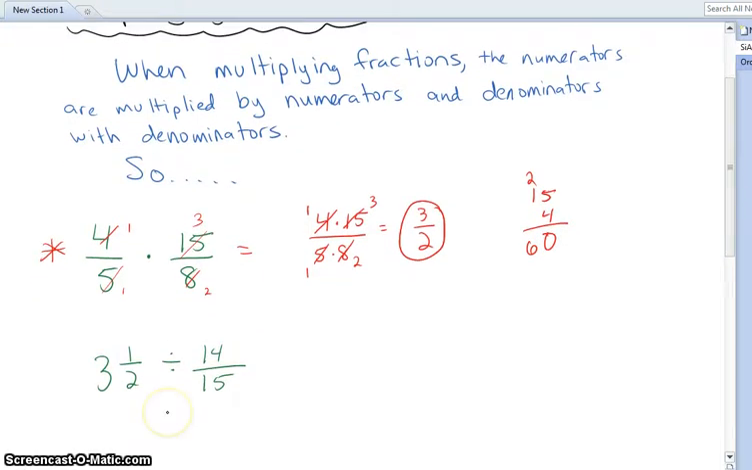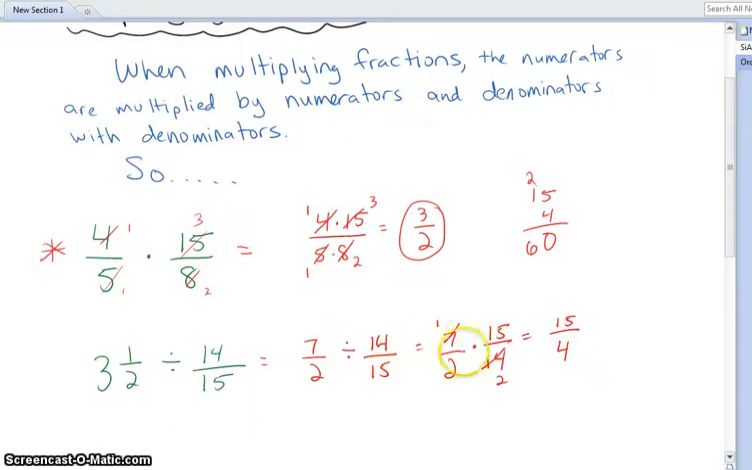If I'm dividing, I have to first change all of my fractions so that they're in improper form. So 3 1/2 becomes 7 halves, dividing by 14 over 15. When I divide, that's the same as multiplying by the reciprocal. So 7 over 2 multiplying by the reciprocal, 15 over 14. I need to reduce, so I'm going to reduce the 7 and the 14, and I'm left with 15 in the numerator and 4 in the denominator.